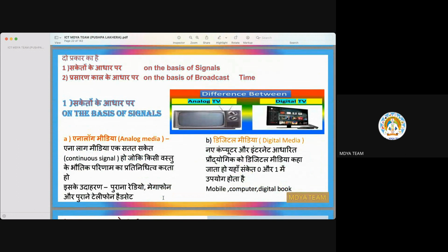Now, these are the analog TV. The signal approaches this CRT, so we call it CRT TV. They have the CRT screen, cathode ray tube, and this is the digital one, which is the flat screen one. Nowadays, we have LED and LCD types. So all these are digital TVs.